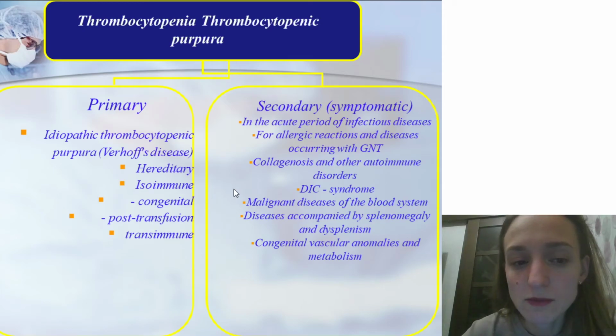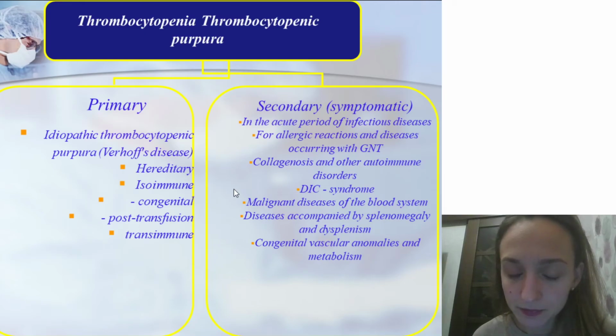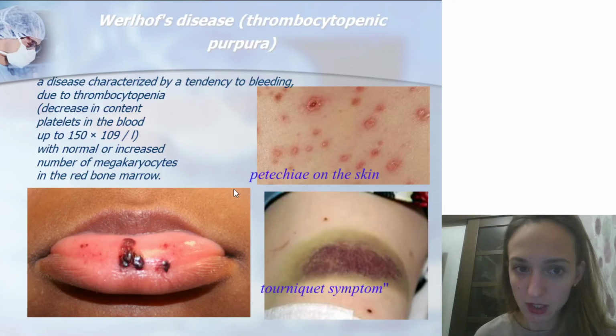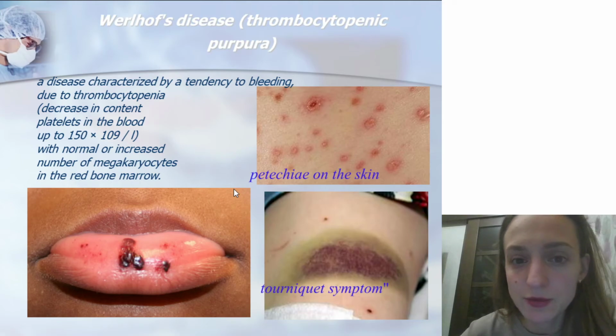Thrombocytopenia, and primary or secondary idiopathic thrombocytopenic purpura. Please look at this table. Next one, Werlhof's disease. It is a disease characterized by a tendency to bleeding due to thrombocytopenia and with a normal or increased number of megakaryocytes in the red bone marrow.